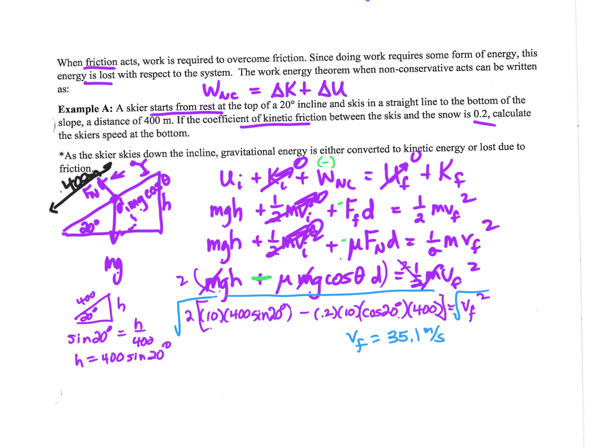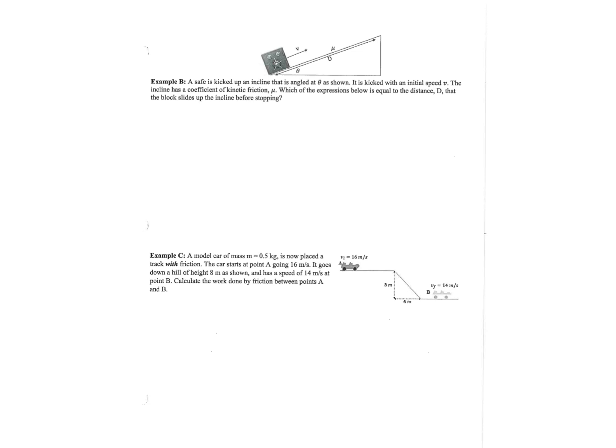All right. So let's look at the next one. We've got a safe being kicked up an incline. All right, what do we know? Kicked with an initial speed of v. So we do have an initial speed v. The incline is angled at theta. We have friction, mu. Which of the expressions below is equal to distance d that the block slides up the incline before stopping?